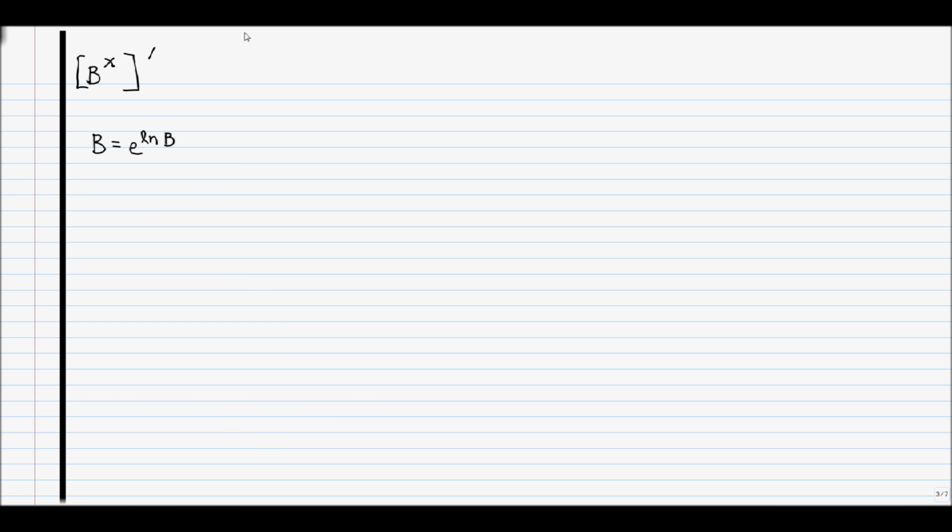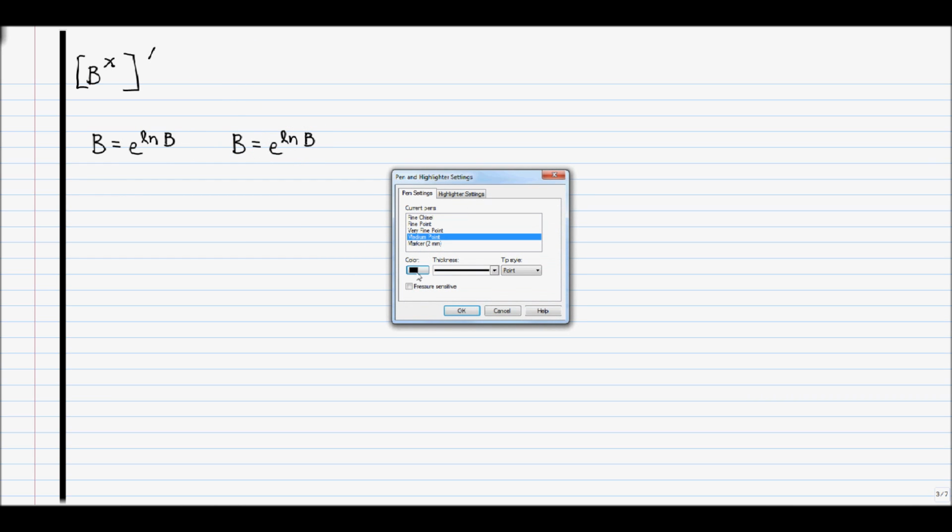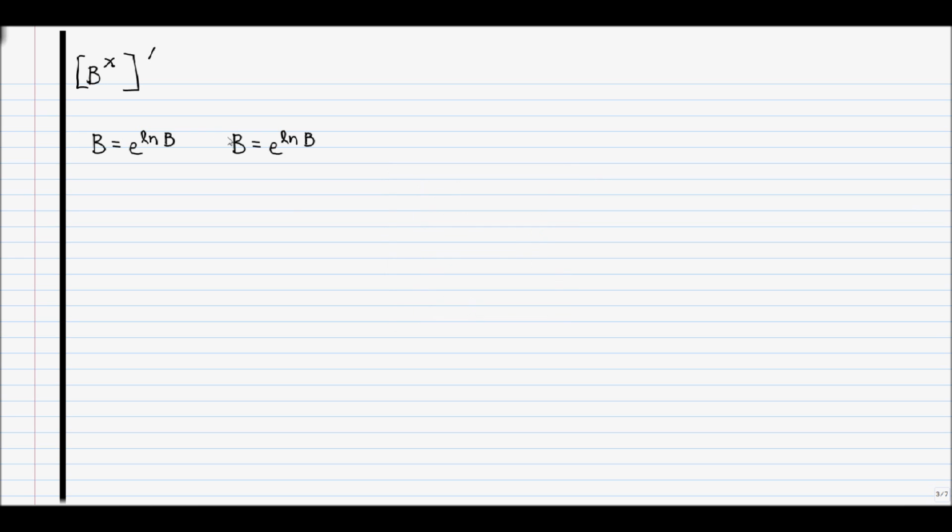So now the reason that we want to start there is because that means that b equals e to the ln of b. If that's true, that means that b to the x is equal to e to the ln of b to the x. So again, all I'm doing is taking both sides to the x power. Doesn't matter what x is, I can do that. They're both the same thing.